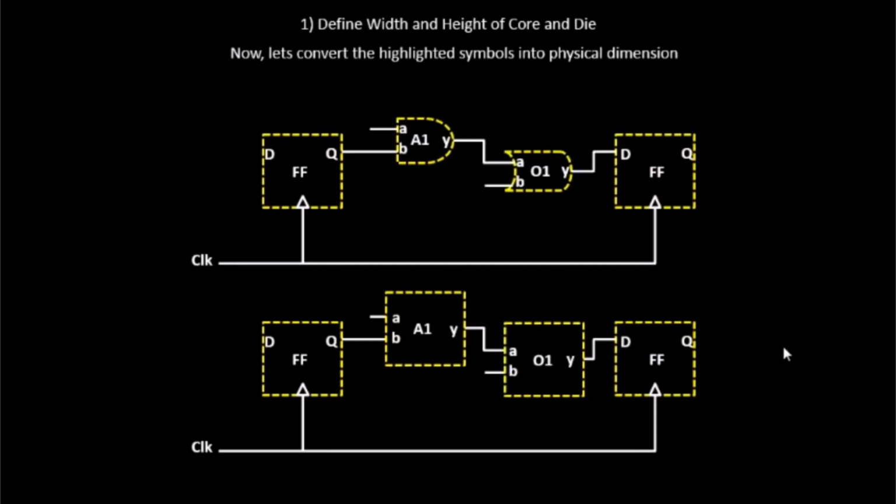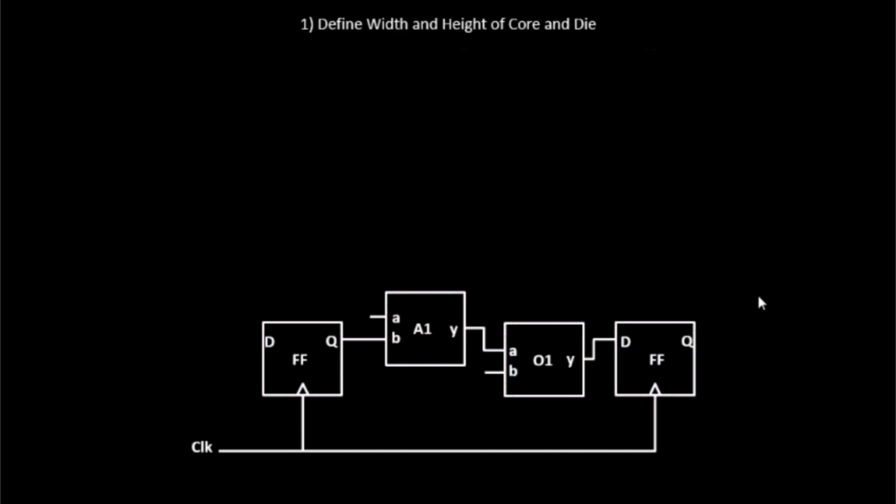Next, what we are mostly interested in is finding out the dimensions of your core and die. In that case, we are mostly interested in the dimensions of the standard cells and not the wires as of now. The wires will still play an important role in the further steps, but in this case, where we want to identify the dimensions of the chip, we are mostly interested in the dimensions of the standard cells. So let's give rough dimensions to all of them.